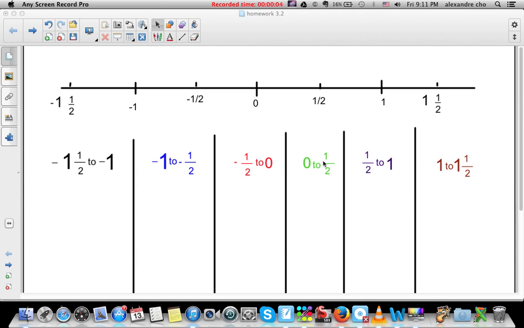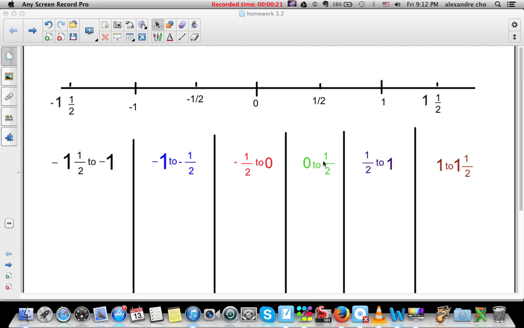Okay, this is problem 3.2, part A on page 68 of your Comparing Bits and Pieces. The first question says, decide in which interval on the number line each fraction below is located. So you have a bunch of fractions here.